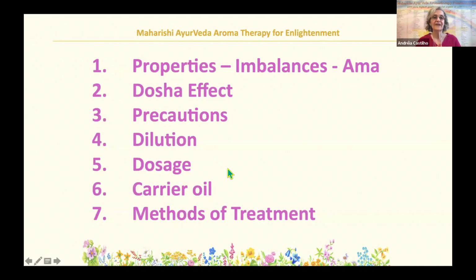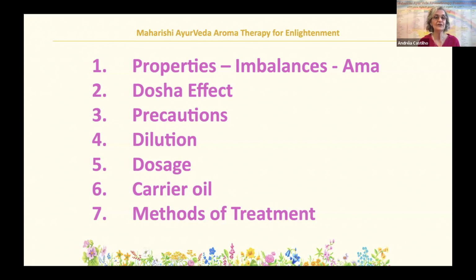So in summary, the method consists of considering the properties of the essential oils. Each essential oil is very unique in terms of properties. You consider the imbalances, you consider the level of ama, and you consider the dosha effect, very specific for each essential oil. You consider any precautions for each essential oil, which is also very specific. You consider what is the dilution rate and dosage, which we also learn on the course.